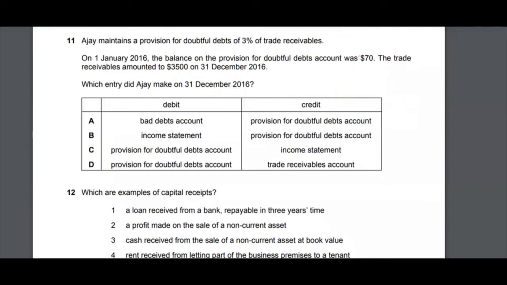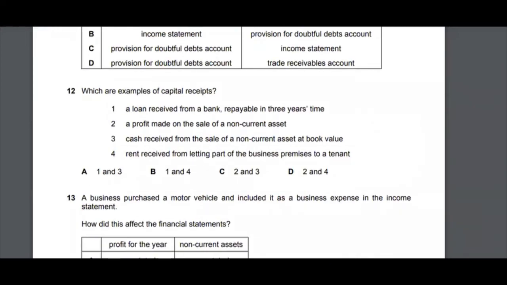Let's look at multiple choice 12. Which are examples of capital receipts, right? We have capital expenditure and revenue expenditure. Similarly, we have capital receipts and revenue receipts concepts as well. So let's look at which of the following would be capital receipts.